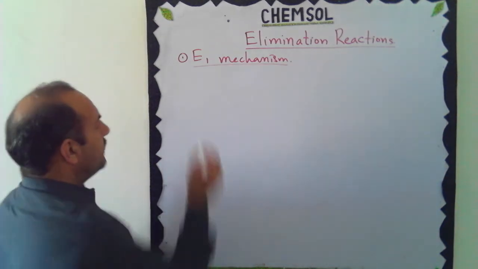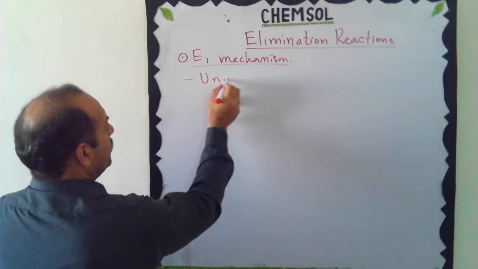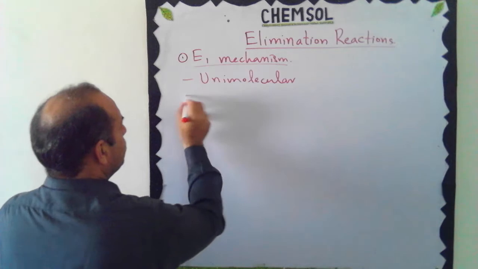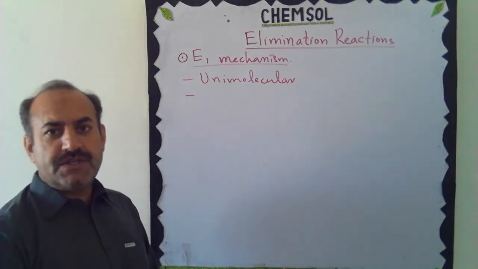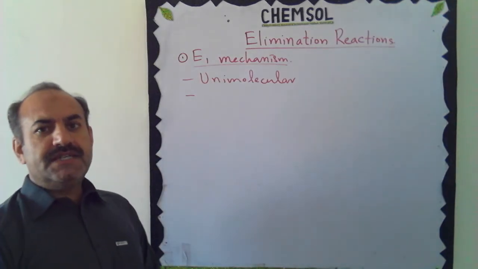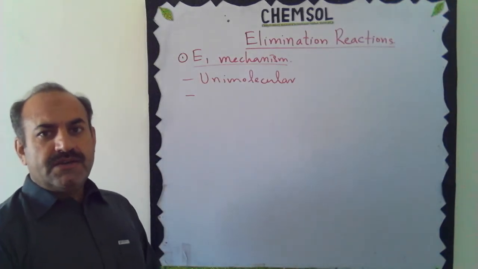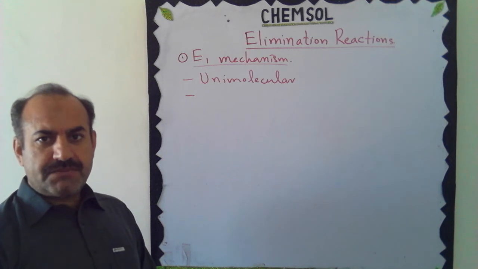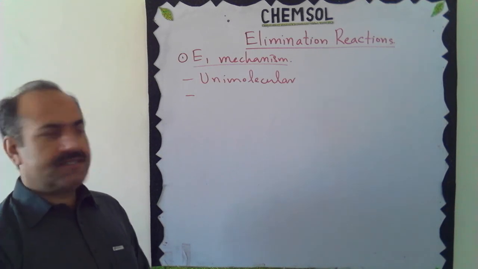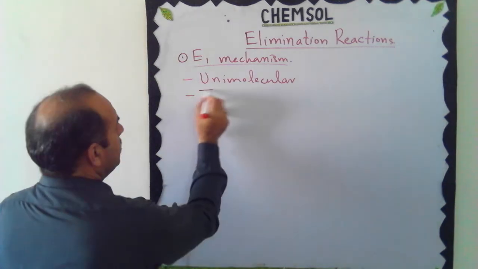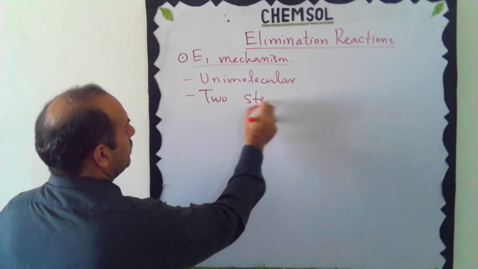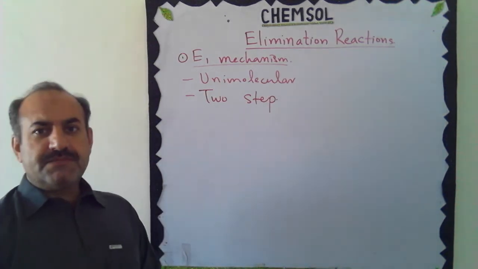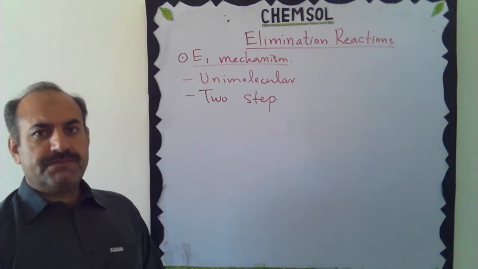It is a kind of mechanism which is called unimolecular. This is a unimolecular mechanism. It means that there will be only one molecule that is involved in the slow step or rate determining step. It is a two-step mechanism. The E1 mechanism is a two-step mechanism.